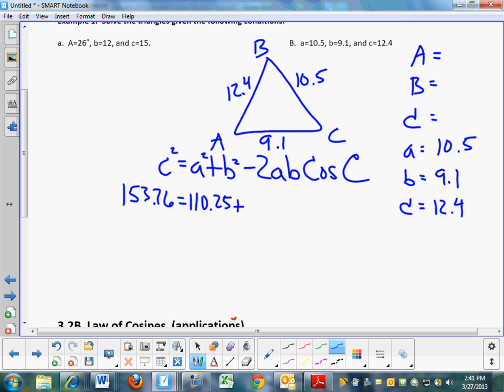110.25. What's B squared? 82.81 minus, what's 2 times 10.5 times 9.1?